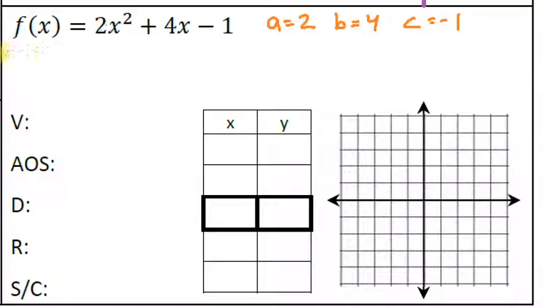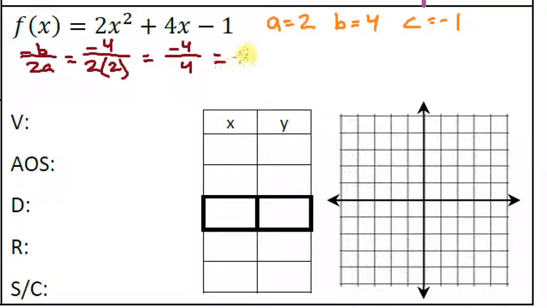All right, let's use our equation, negative b over 2a. Since b is 4, negative b is negative 4, over 2 times a, which is 2. Okay, that's negative 4 over 4, which is negative 1. So the x value of our vertex is negative 1.